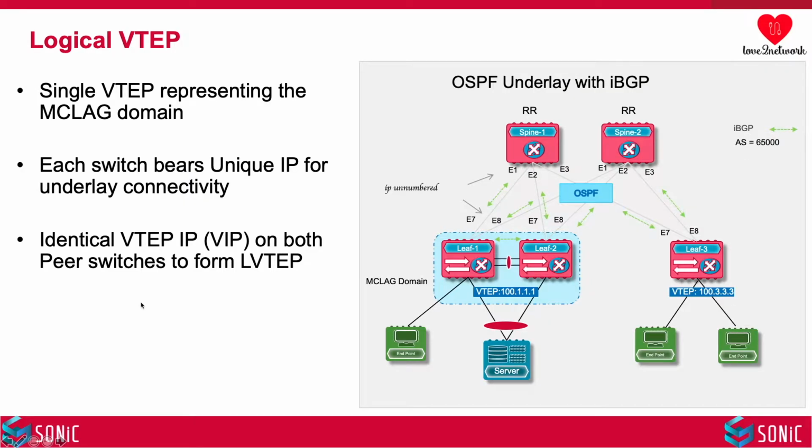So what is a logical virtual tunnel endpoint, or LVTEP? It's basically a VTEP that is representing an MC lag domain. So in this case, leaf 1 and leaf 2. Now for routing protocols, both leaf 1 and leaf 2 have their own unique identity. You will see that we will assign unique loopback 0 IP addresses to both of them. But from VXLAN routing point of view, these two leaf switches will appear as a single virtual endpoint or logical VTEP.